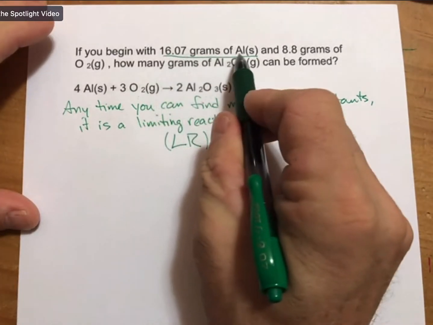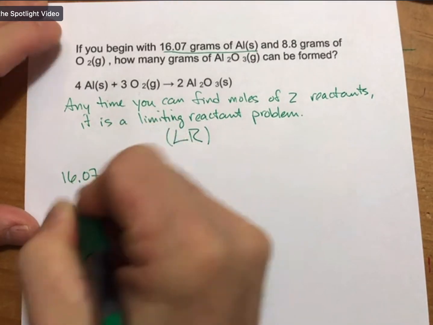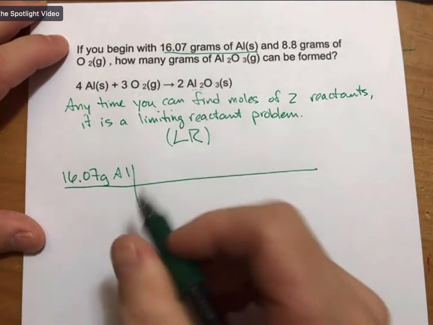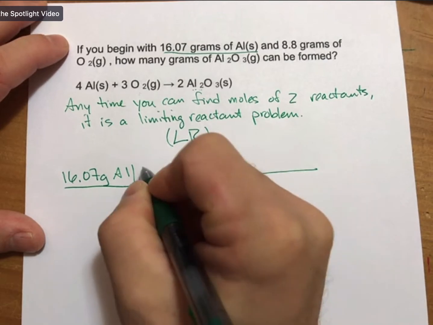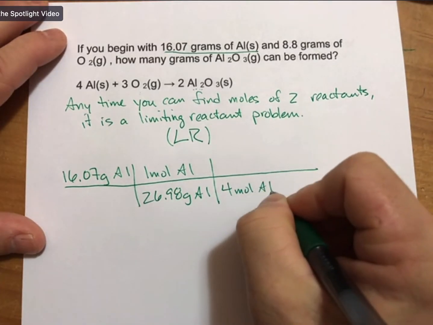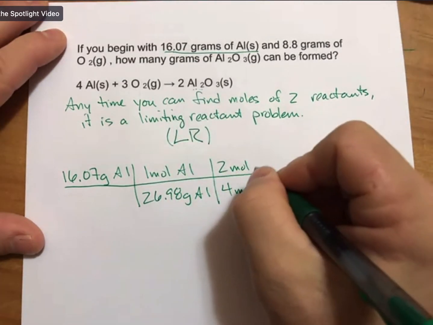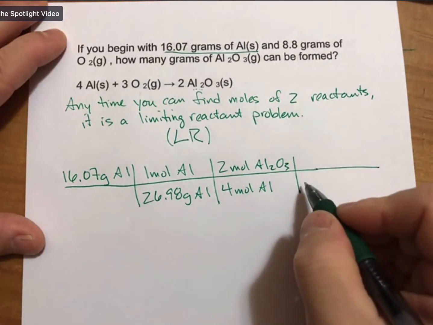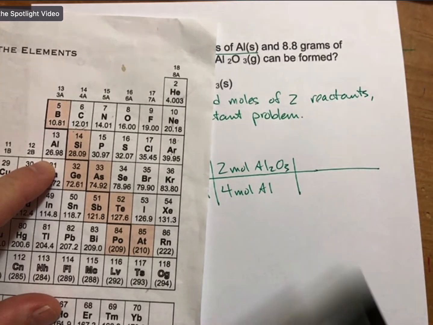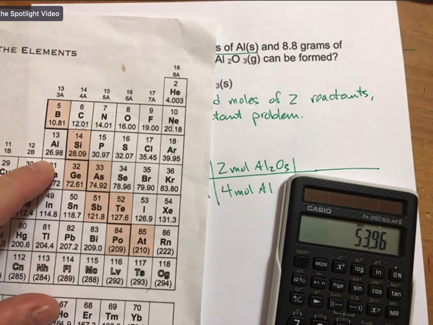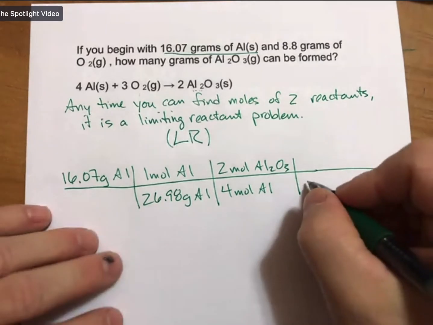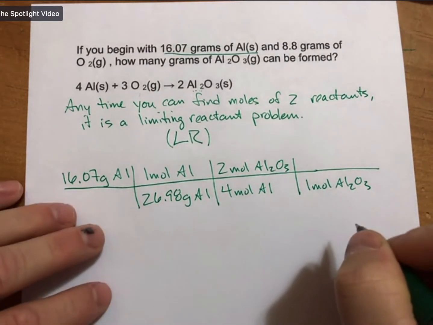Let's start with 16.07 grams of aluminum. And we're going to see how many grams of aluminum oxide we can make using the molar masses. Using our mole to mole ratios, now 4 moles aluminum for every 2 moles aluminum oxide. And then back to grams. For aluminum oxide, it looks like 2 times 26.98 plus 3 times 16. I get 101.96 grams per mole.